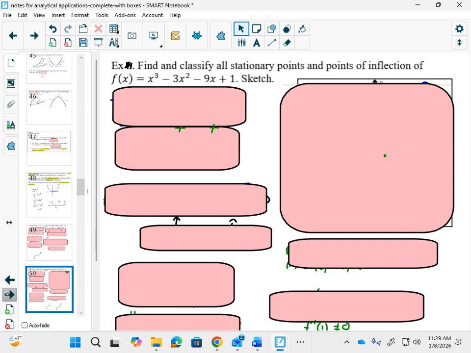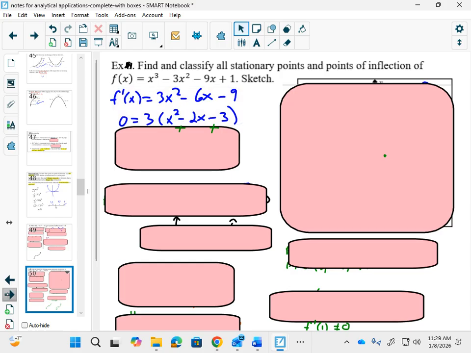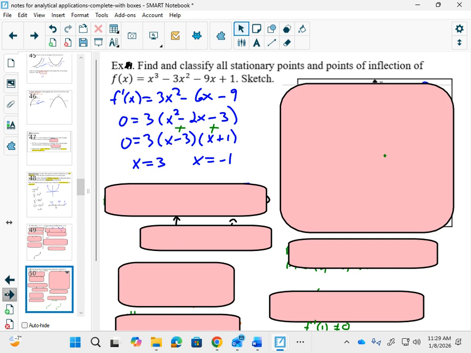So in grade 12, you would know the end behavior. You would have trouble with this one because you wouldn't know how to factor it, and it doesn't factor nicely. But now that we have calculus, we want to find and classify all stationary points and all points of inflection to be able to graph this. So I'm going to find my derivative, factor it, and set it equal to 0 so I can find my stationary points. Once I have my stationary points, I'm going to use a sign diagram to find out if they're maximums, minimums, or stationary points of inflection.